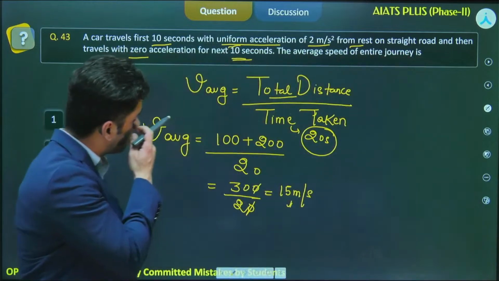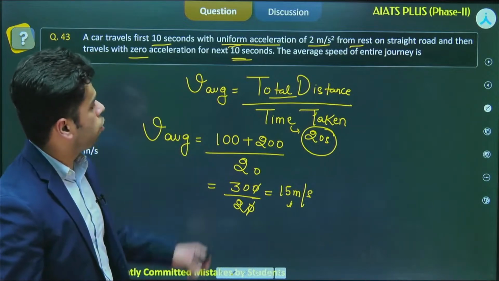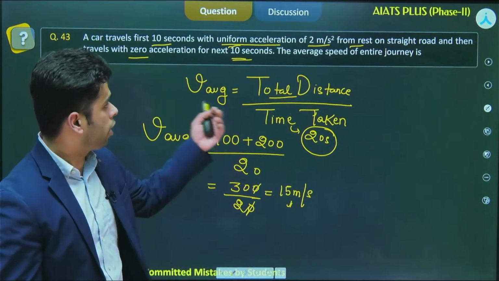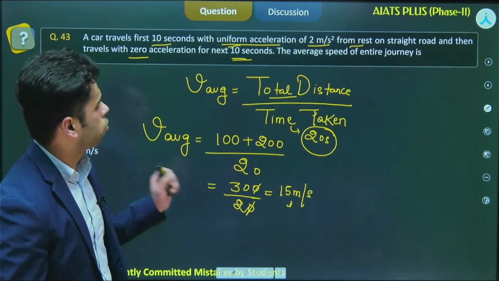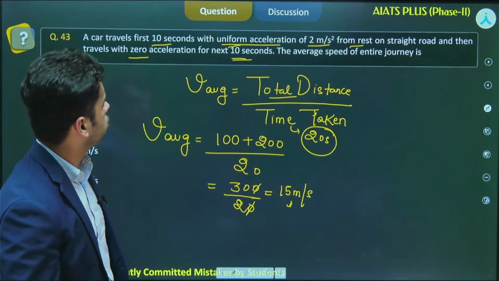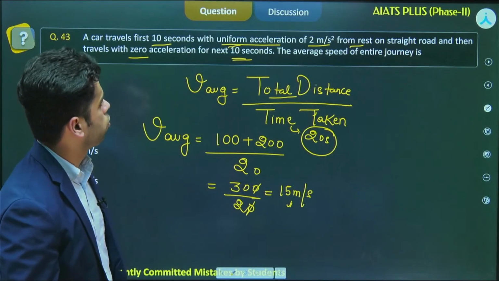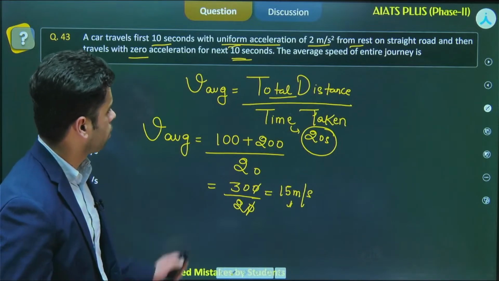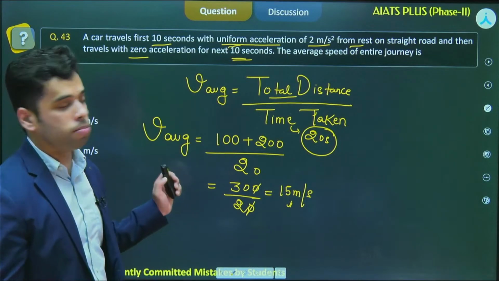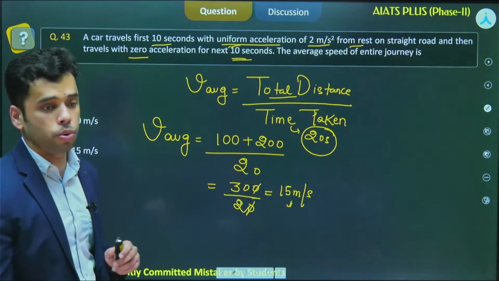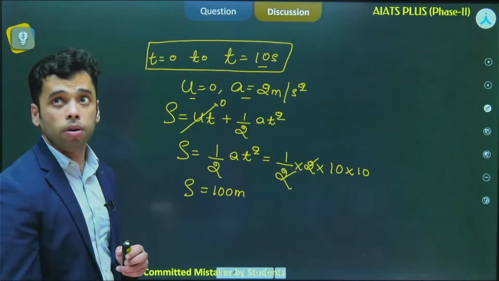What else? You can be asked the average velocity in such kind of problems also. You can be asked the velocity time graph or the speed time graph for this. So that's how you approach such kind of problems. I hope this problem was clear to you. Let's move forward to the next problem.